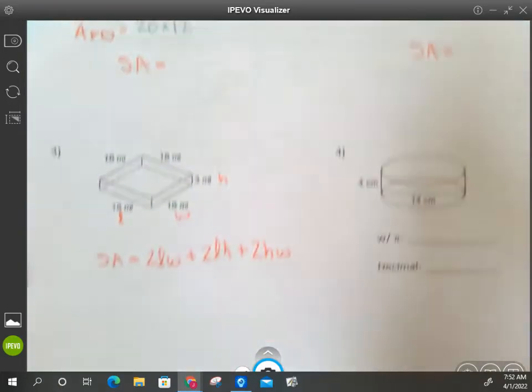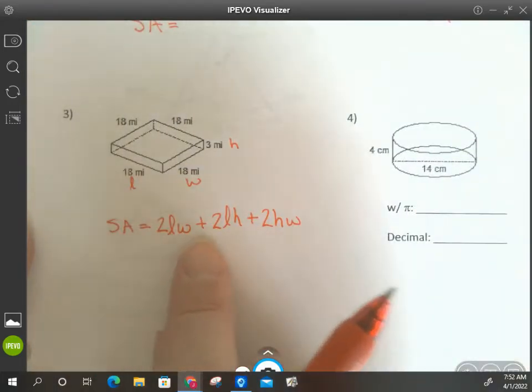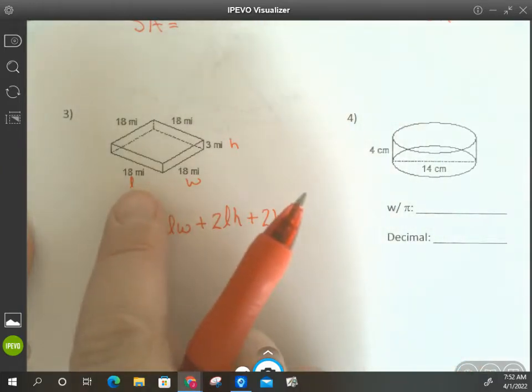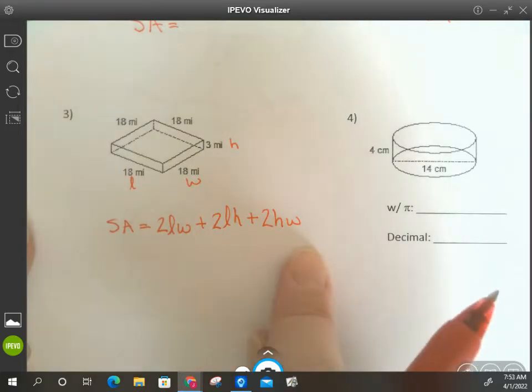All right, I think the best thing to do on problems like this, where it's a rectangular prism, is write out your formula, fill in the L, W, and H so you know what you're using, and then all you're going to do is plop it in there.